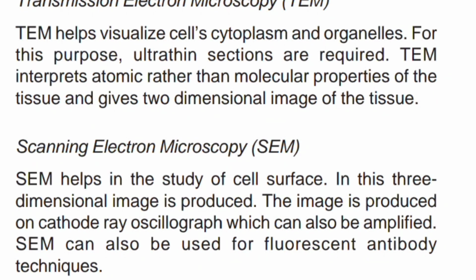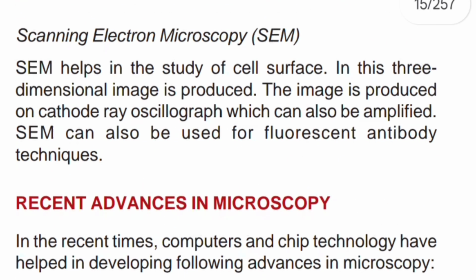Scanning electron microscopy (SEM): SEM helps in the study of cell surface. In this, a three-dimensional image is produced. The image is produced on cathode ray oscillograph, which can also be amplified. SEM can also be used for fluorescent antibody technique.